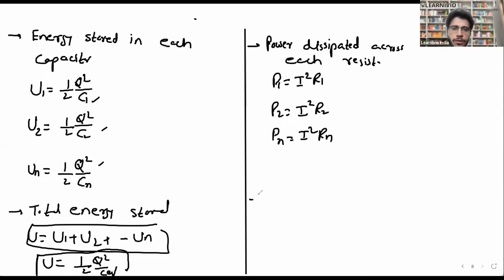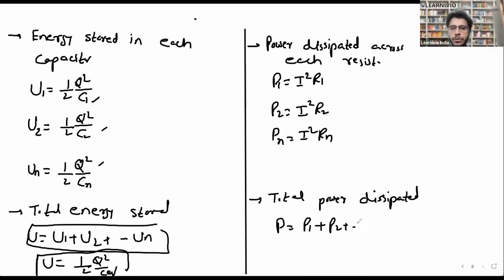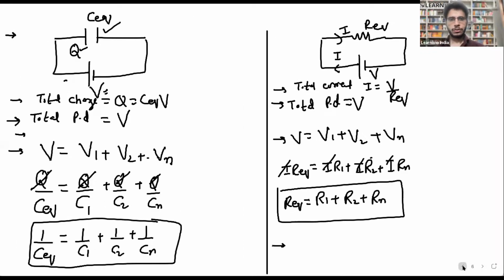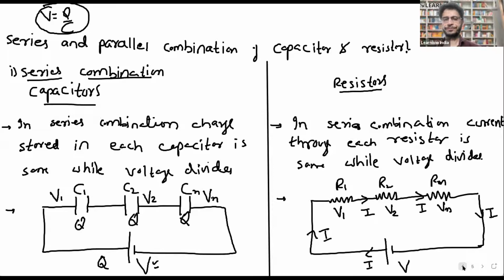Next, we need total power dissipated. So you can write total power as the sum of all powers, P1 plus P2 up to Pn. Or for total power, you can write this as I square into R equivalent. So that is about series combination of capacitors as well as resistors. Okay, note it down. Then we start circuits on series combination.